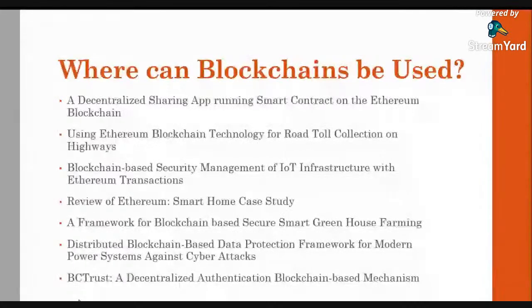As you see in the first one, it's a sharing app using smart contracts. The second one is road toll collection, so obviously that's abroad, not in Lebanon, on highways. You have the third one where blockchain is used for security management. Blockchain can be used to provide integrity, authentication, auditability, so many different things. We also have Ethereum specifically in smart homes, and securing smart greenhouse farming. So you can see it's a broad spectrum of things.